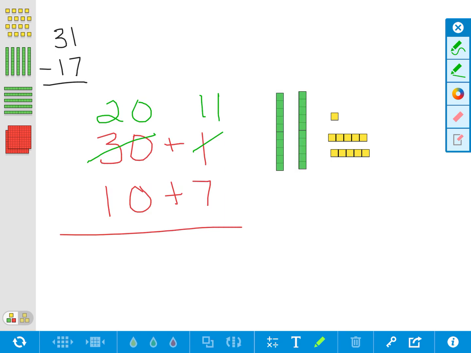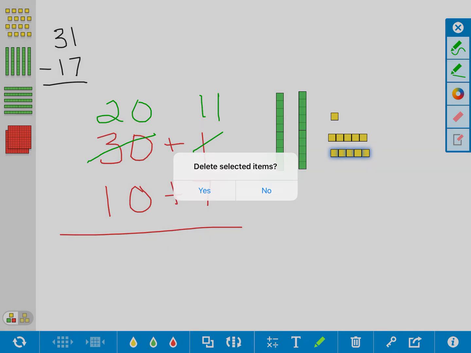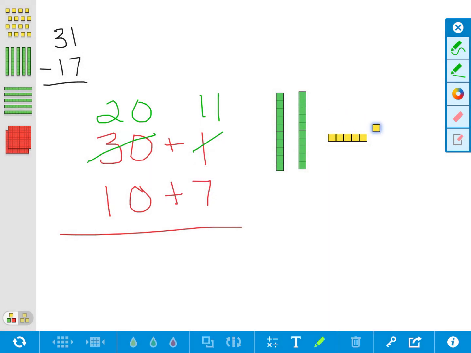So if I were to take out 7, I've got 5, 6, 7. And then I need to take out 10. That's one of my 10s. So what I had left with my place value blocks is 10 and 4 1s. 1, 2, 3, 4. So over here I've got 14. Let's look at our numbers and see what we get. So I have 11, which is now bigger than 7. So that means I can subtract.